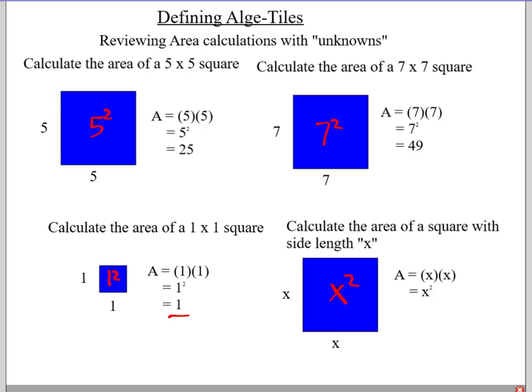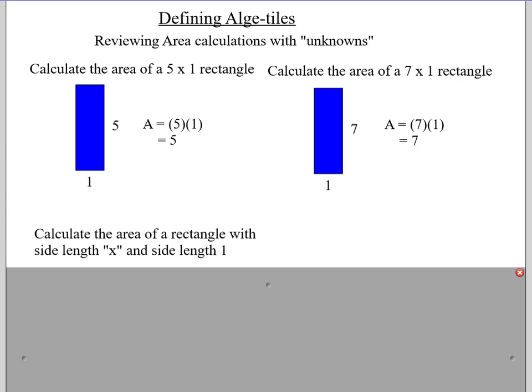So when we look at this term right here, what this means is we have two unknown values that are the same value. We just don't know what they are. And when we multiply them together, the area is x squared. Okay, so that's a bit of an abstract concept. We can continue that same discussion.